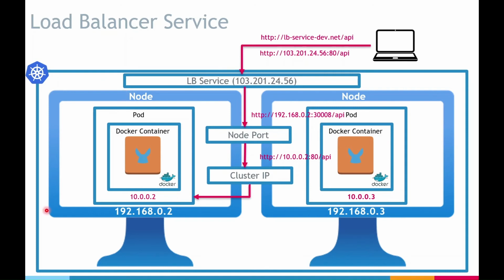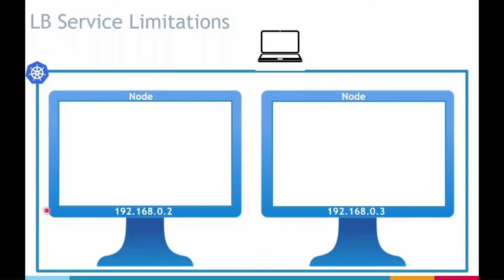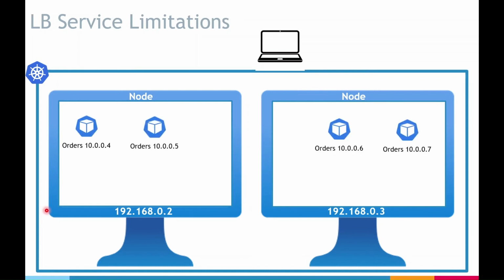Now there are a couple of limitations to this approach. Let's try to understand them in the next slide. In this slide, I have tried to simplify the diagram and have made some modifications. Let's try to understand it. So here are pods. I have a total of four replicas of the order microservice, which has four replicas, and this is basically a pod.